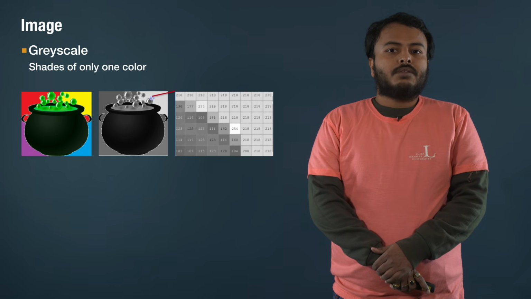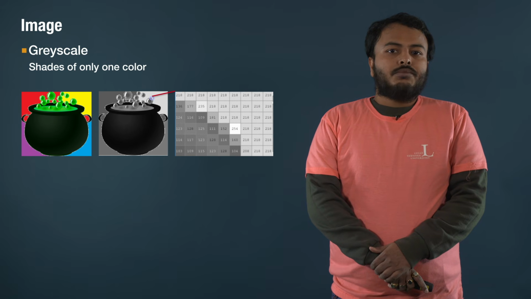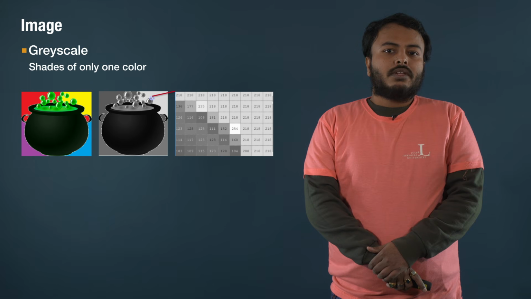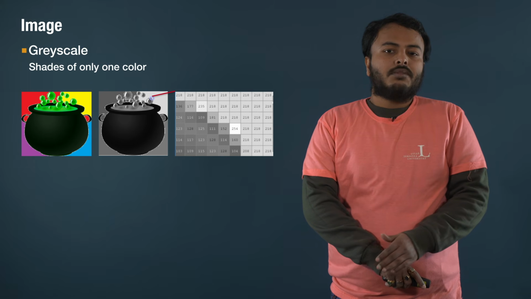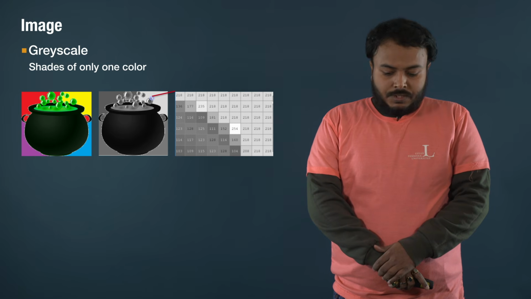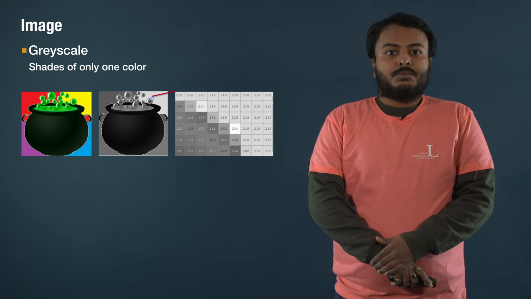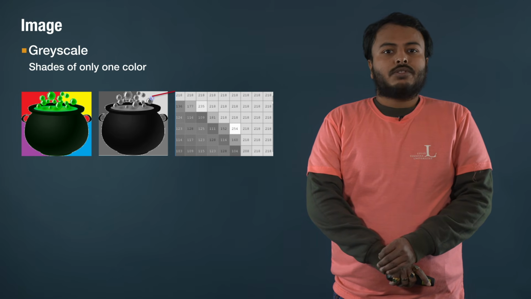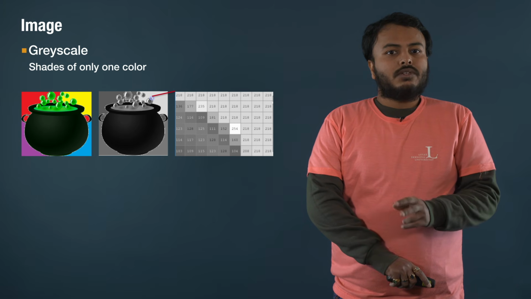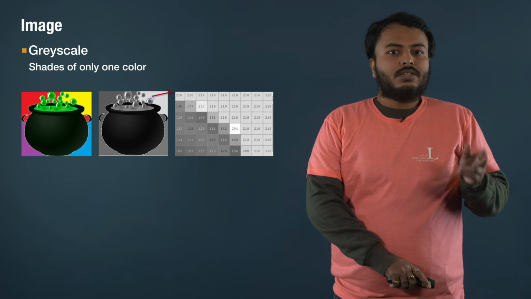Next comes grayscale image. As you see in the middle figure, we have a black and white image. We call it black and white in layman language, but it's a grayscale image. And if we see on the right, we see some pixels, and each pixel is having only one value, which represents the shade of these black and white colors. So there is only variation from white to black.